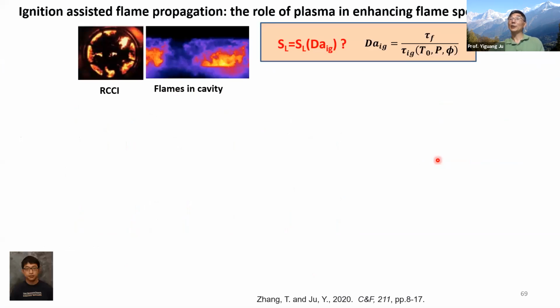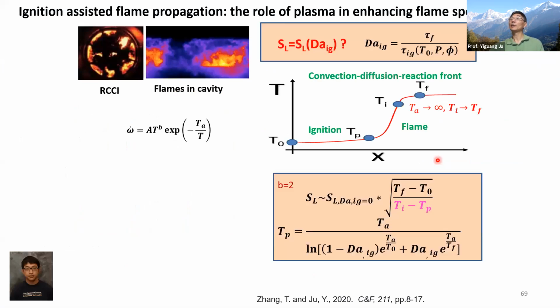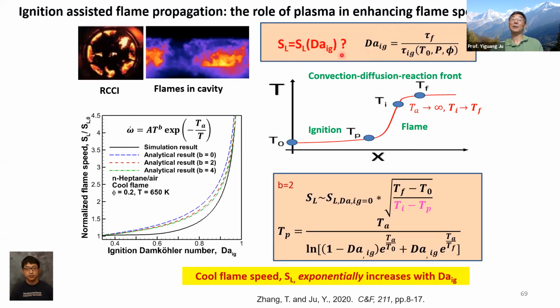So again, I tried using this figure to show that if you use plasma, you can enhance the ignition Damköhler number and make the flame speed much bigger than the adiabatic flame speed due to the auto-ignition assisted flame in this kind of cavity, in this kind of HCCI engine. Using plasma, you have a much better lean burn limit.